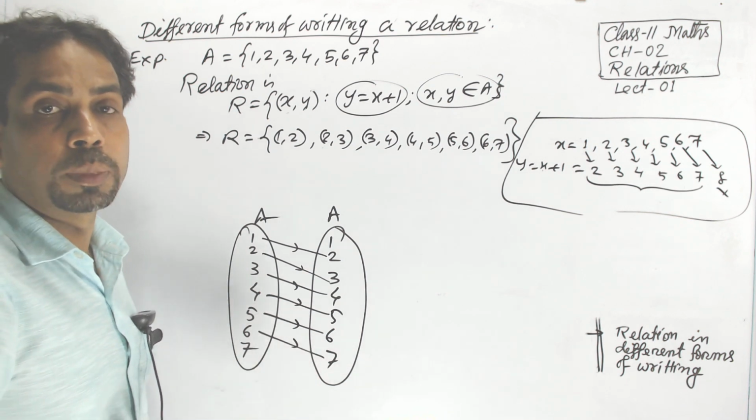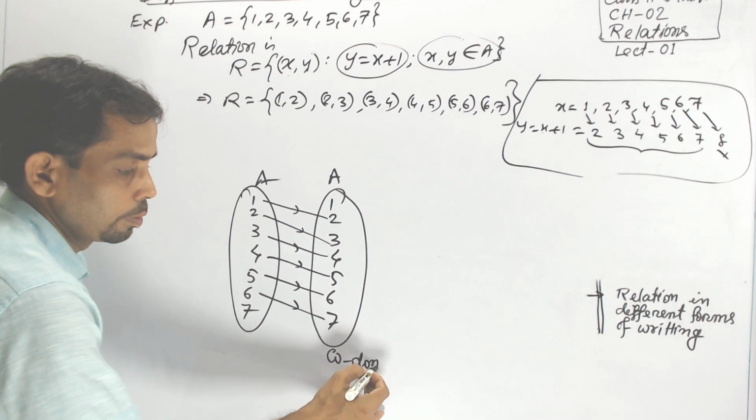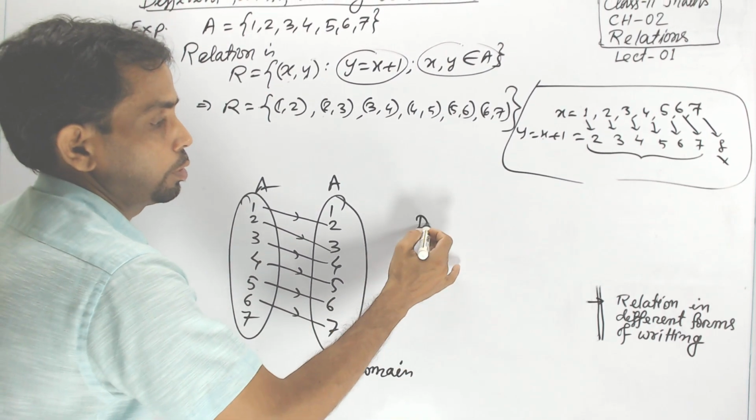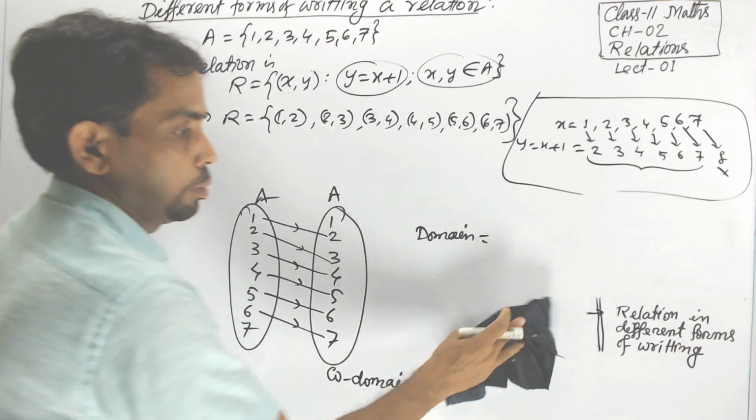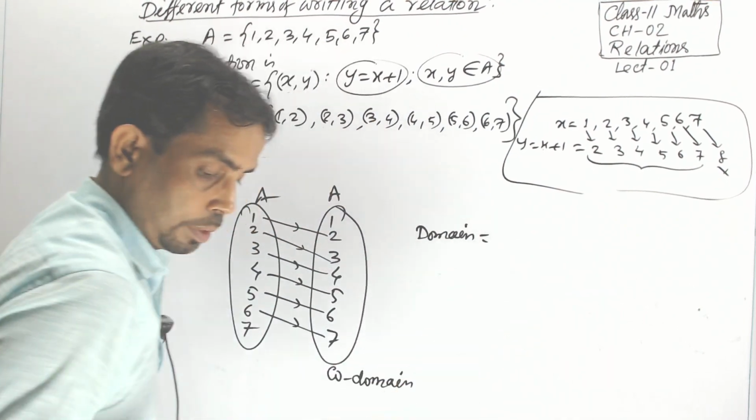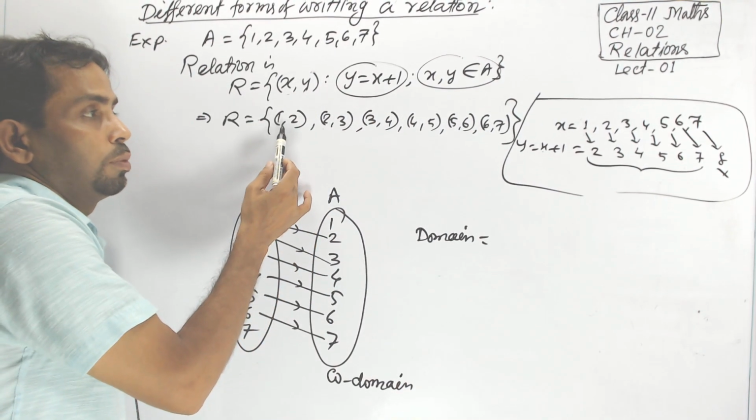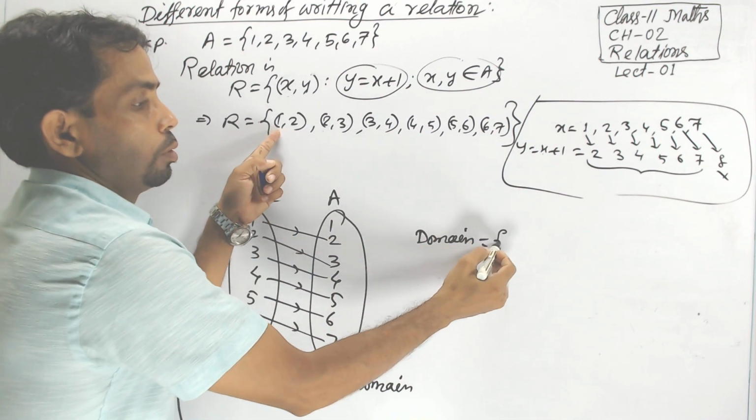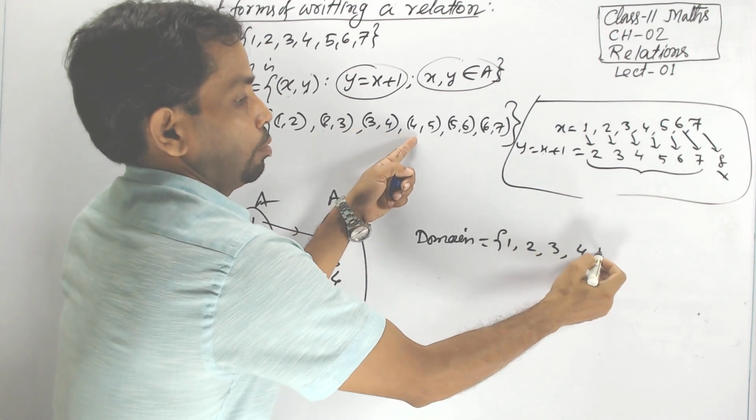Then what will be the domain? Codomain is always the second set. This is the codomain of the relation. The second set is the codomain. So what will be the domain? Domain is the set of all the first components of the elements of R. So what are the first components? In R, first component 1, first component 2, 3, 4, 5 and 6.